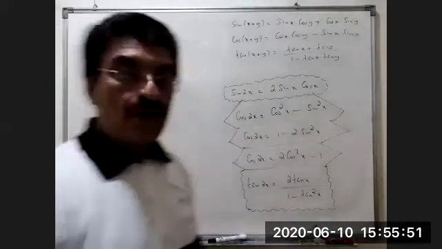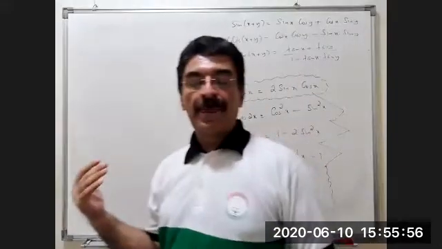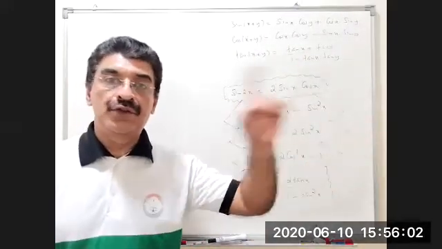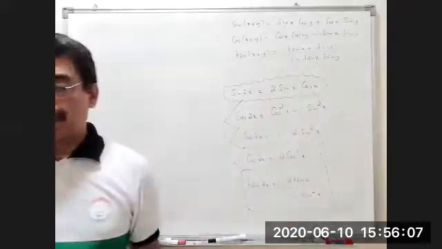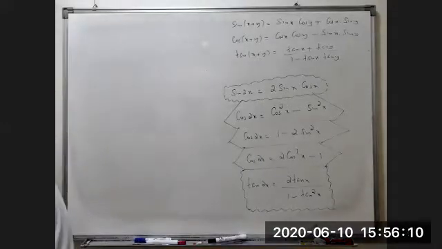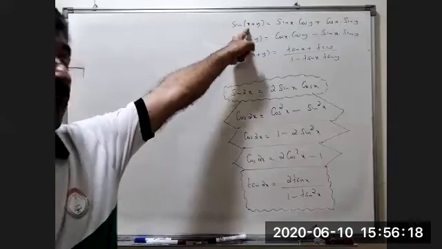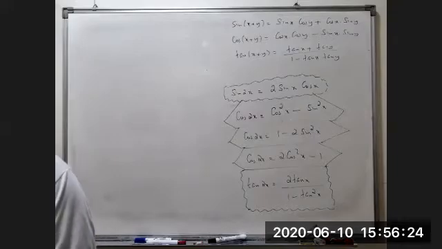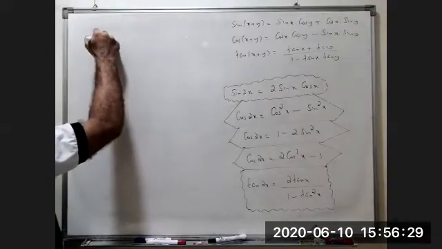So sin 2x, cos 2x, tan 2x. Sin 2x is 2 sin x cos x. Cos 2x, we have three formulas: cos square x minus sin square x, 1 minus 2 sin square x, 2 cos square x minus 1. Tan 2x, again one formula, 2 tan x by 1 minus tan square x. We are getting these from sin(x+y), so this is a basic formula. If you remember sin(x+y), cos(x+y), and tan(x+y), then we can write all those formulas.